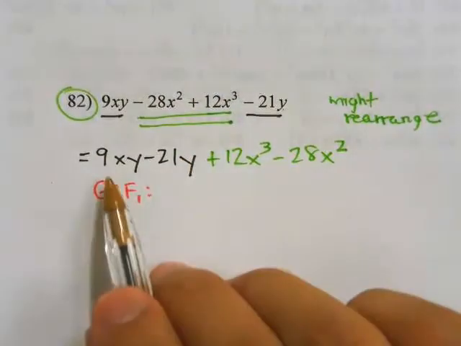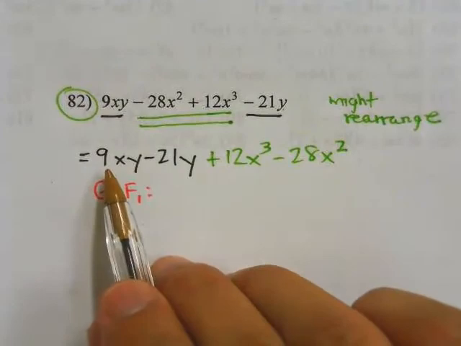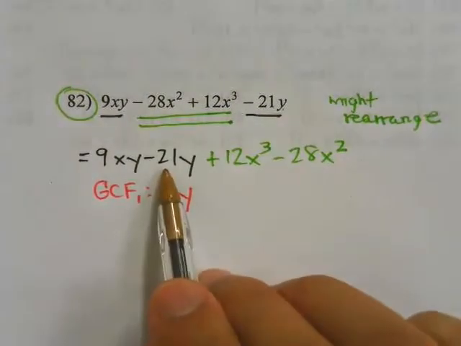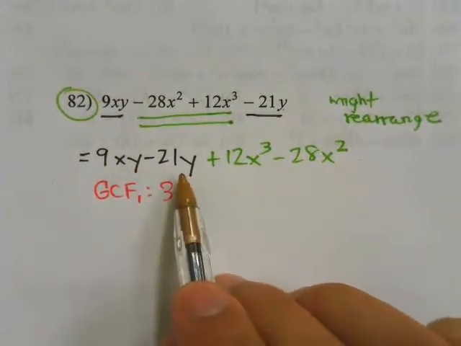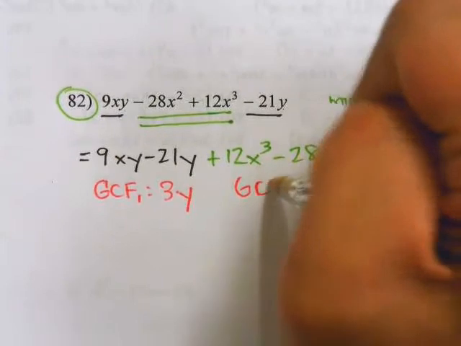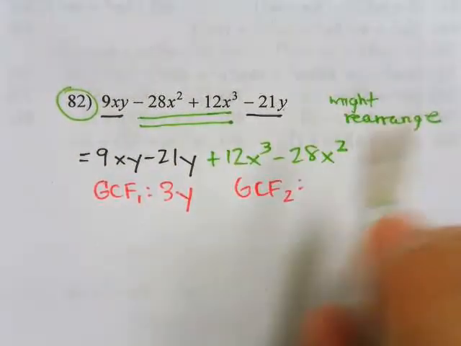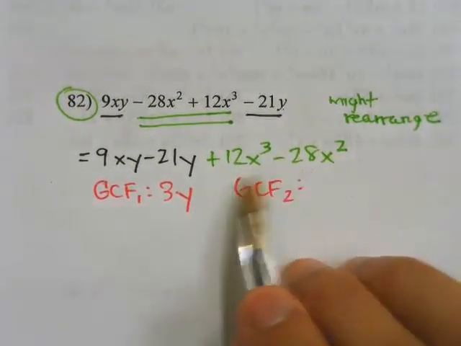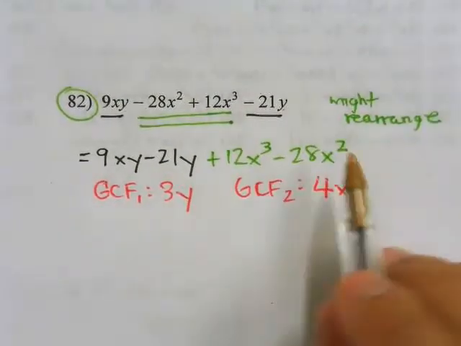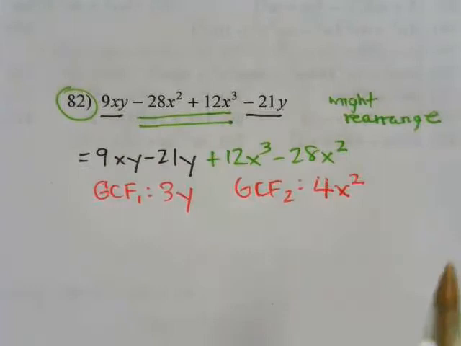GCF for the first one, I think we can take out a 3y. This is a multiple of 3. This is also a multiple of 3, and they have a y. This doesn't have an x, so I'm not going to take out an x. And then for the second GCF, let's see. Can we divide by 4? Yeah, I think we can take out a 4 and then x squared, because there's at least 2 x's here and there's 3 x's. Oh, I hope I did it correctly.